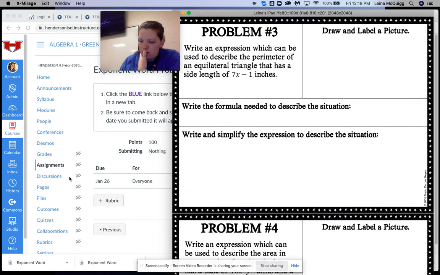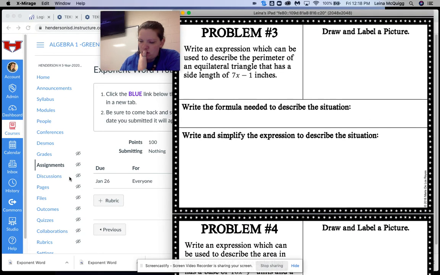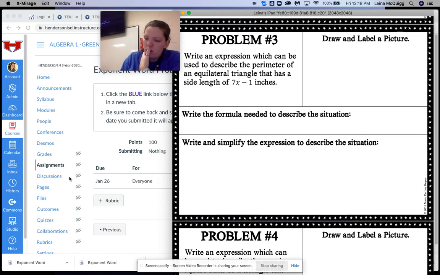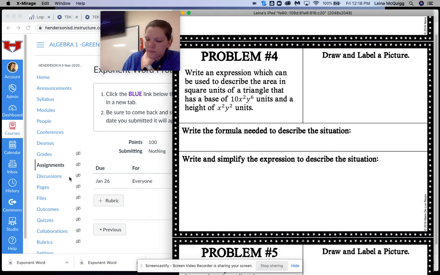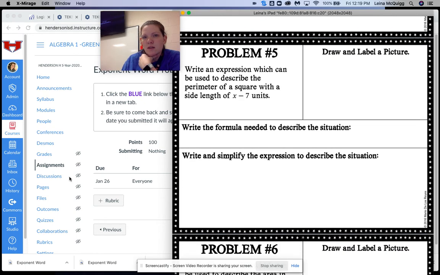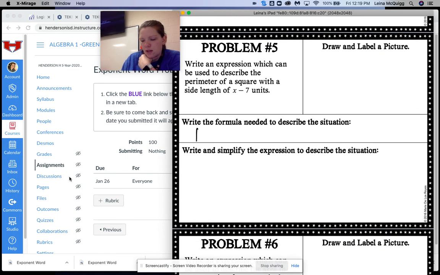All right, number 4. No, hold on. Okay, so number 3 is perimeter. Add up all your sides. Perimeter means add up all the sides, go all the way around it. Number 4 is a triangle. So I'm going to give you the area of a triangle is 1/2 base times height. Perimeter, add all sides.